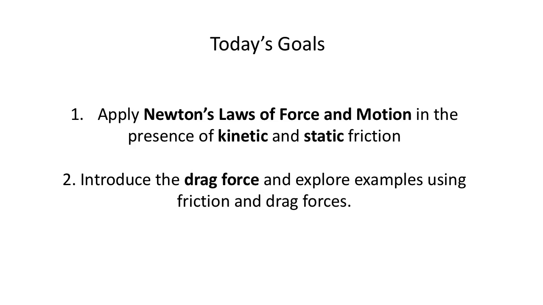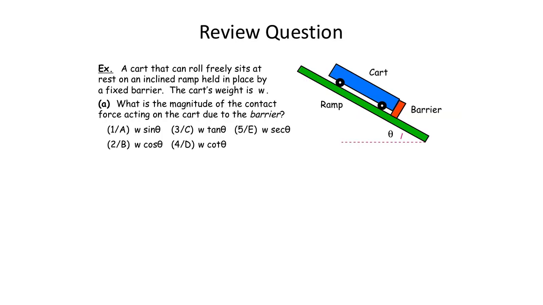But before we do, I want to do a review question from last time, because we're going to see this come back upon us today and next time. So let me launch this one. This is the same question we had before, same as yesterday. And the question is this. You have an object, a cart in this case, with wheels on a ramp, and there's a barrier. The cart's weight is W, so what is the magnitude of the contact force acting on the cart due to the barrier?